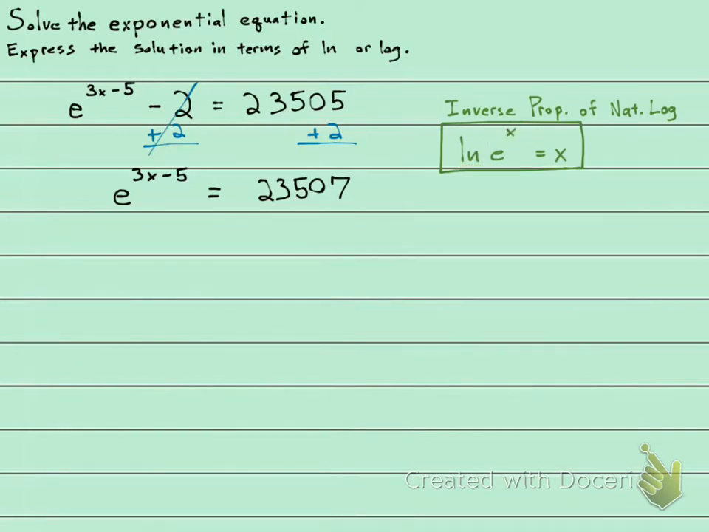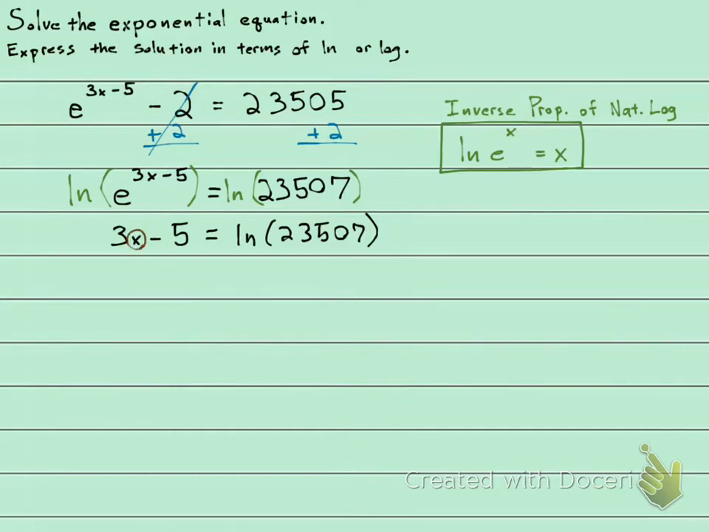We need to take the natural log of the left-hand side, and when we do that, the exponent's going to come down to earth. Now, if we take the natural log of the left-hand side, we also need to take the natural log of the right-hand side. Okay? Now, if you look at the left side, the natural log of e to a power is just that power. So now we have 3x minus 5 down to earth equals the natural log of 23507.